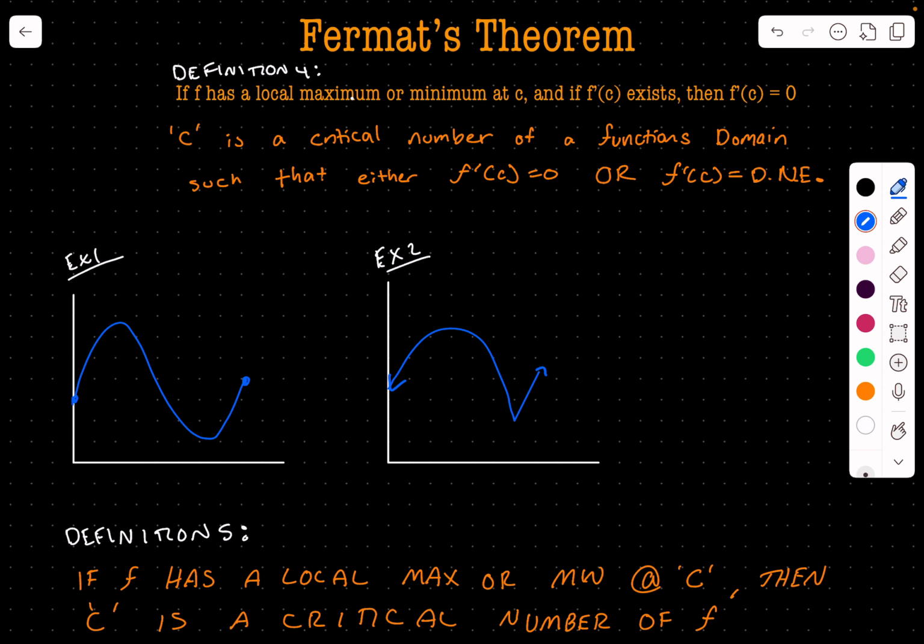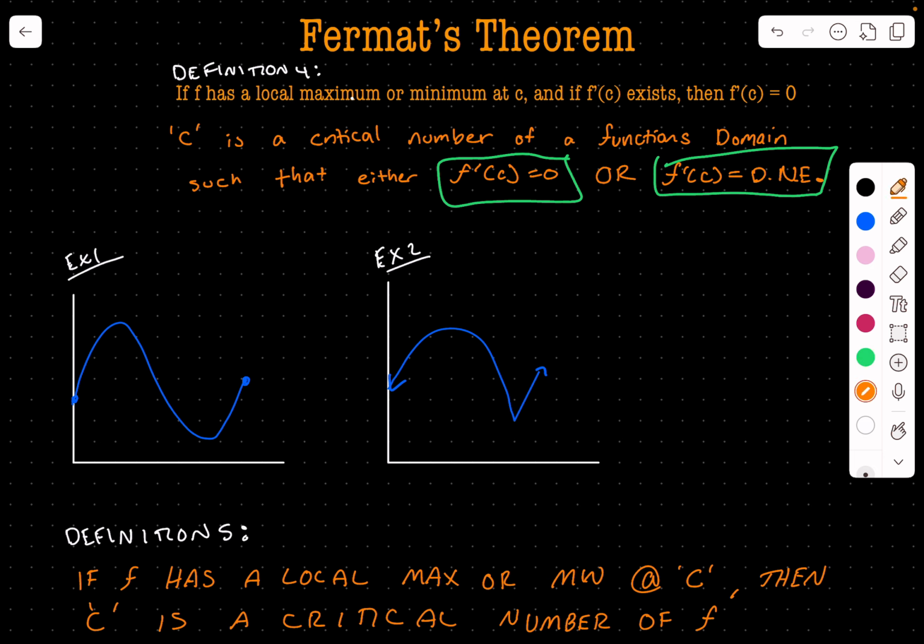But anyways, I digress. So Fermat's theorem states that you're going to have critical numbers only inside of the domain of your function. Therefore, if you have critical numbers that fall outside the domain of your function, they're not critical numbers. Okay? So, when finding your critical numbers inside of your function's domain, those critical numbers are either going to have f prime of c equals 0 or f prime of c does not exist. So what the heck is that even talking about? What do you mean it's going to equal 0?